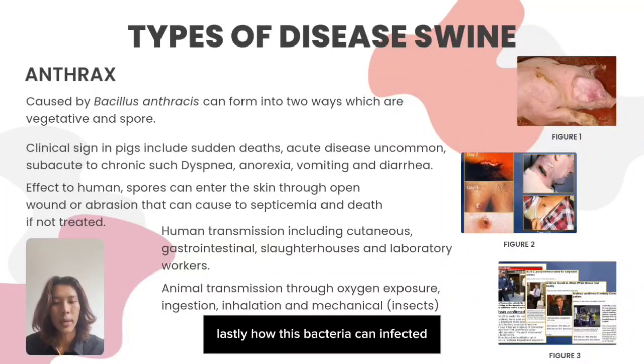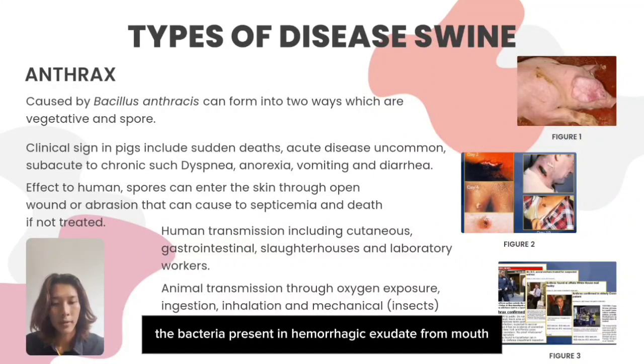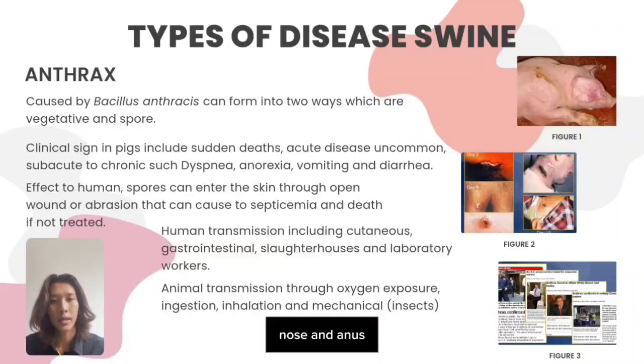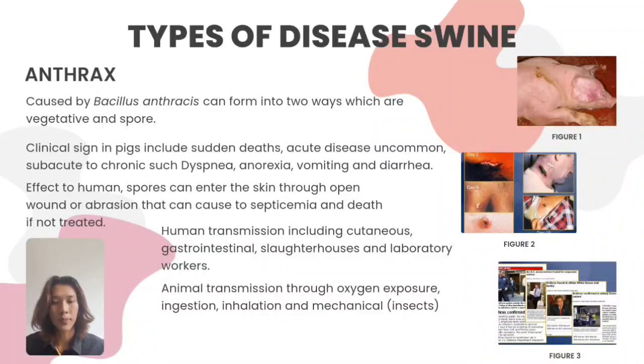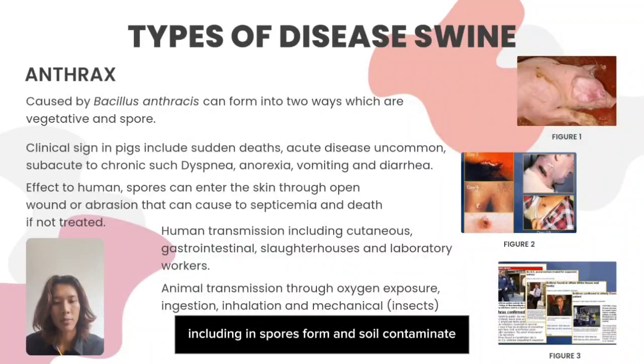Lastly, how can this bacteria infect or be transmitted among animals? The bacteria are present in hemorrhagic exudate from the mouth, nose, and anus. It can be transmitted through oxygen exposure, including in spore form and soil contamination.